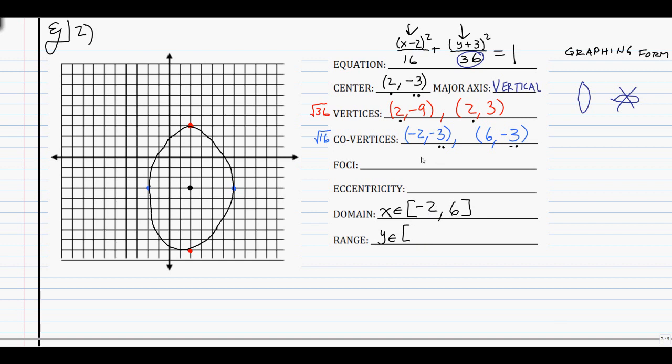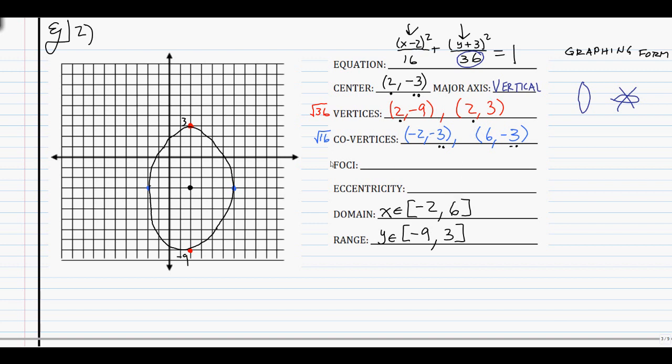Well, for the range, you'll see that there's some similarity with the vertices, again, depending on the major axis. The smallest one is -3, -4, -5, -9. The smallest one is -9. So again, what's that coming from? It's coming from the y-coordinate down here. The biggest one is +3. So my range is y is a member of [-9, 3]. And again, -9 and 3, notice they were the y-coordinates of the vertices.